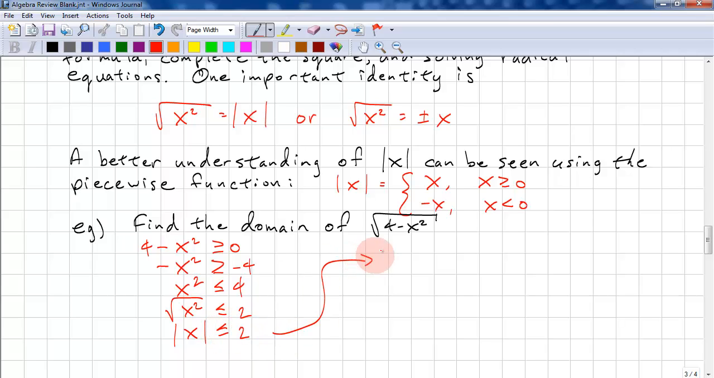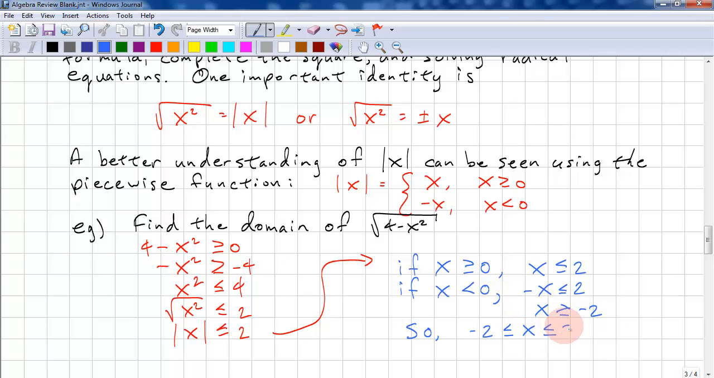Let's bring this up here. So if x is greater than or equal to 0, we have x is less than or equal to 2. If x is less than 0, we have minus x is less than or equal to 2. We divide both sides by negative 1, so we need to flip the sign. And x is greater than or equal to negative 2. So our answer, negative 2 is less than or equal to x is less than or equal to 2.